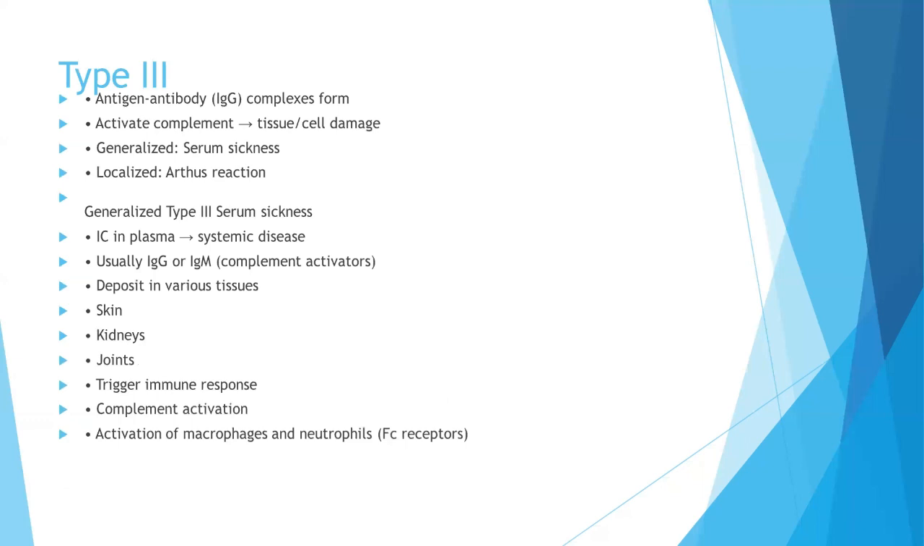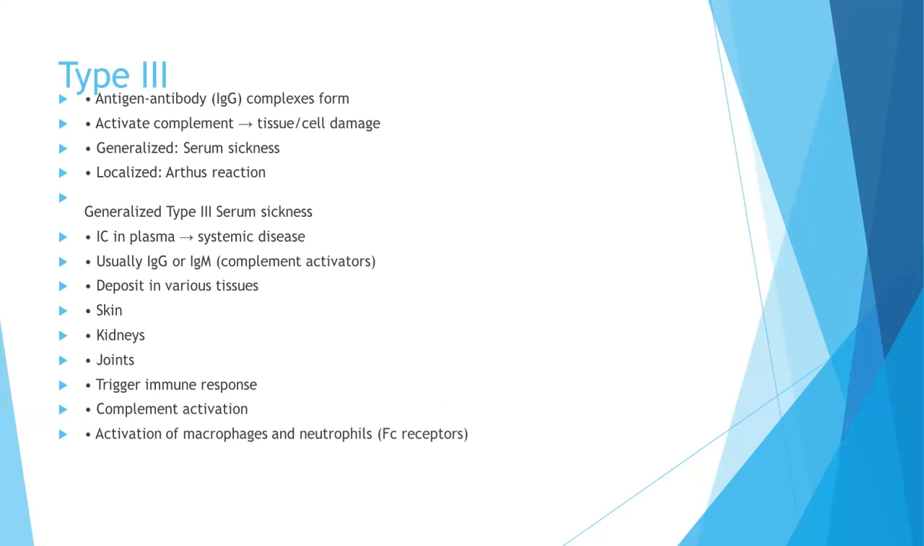Now, talking about type 3 hypersensitivity reaction. It is when antigen-antibody IgG complexes form and activate the complement, which can cause tissue or cell damage. It can be generalized, for example serum sickness, or localized, for example the Arthus reaction. First, the generalized type 3, or serum sickness.